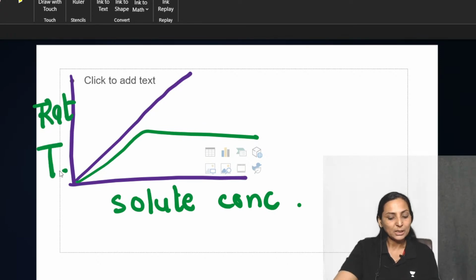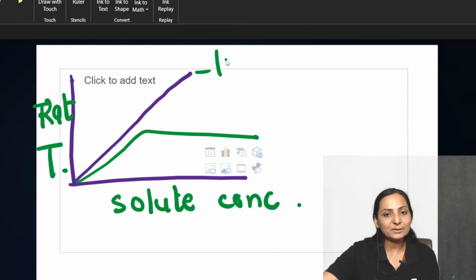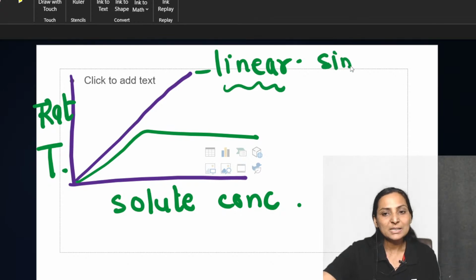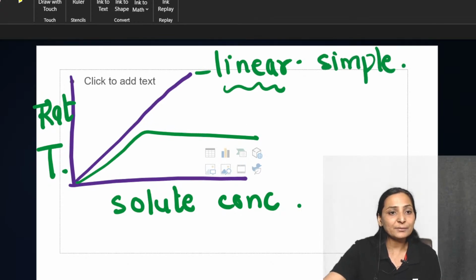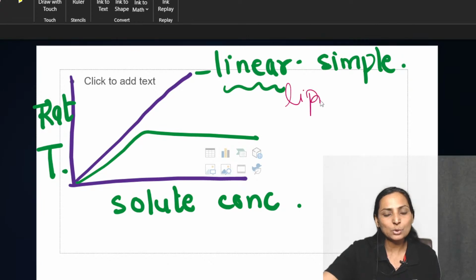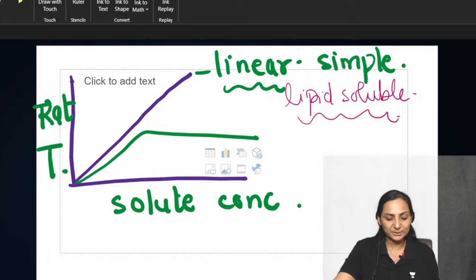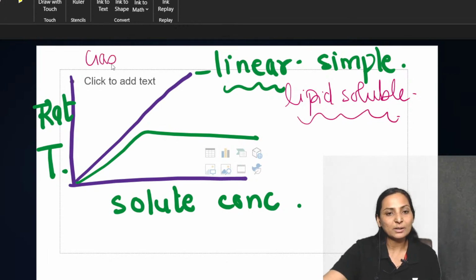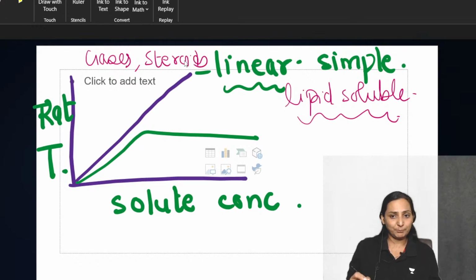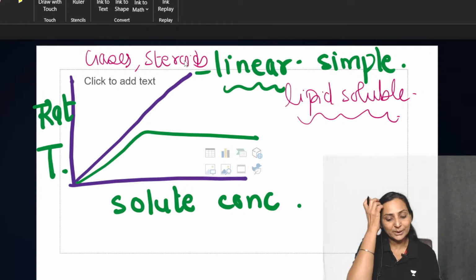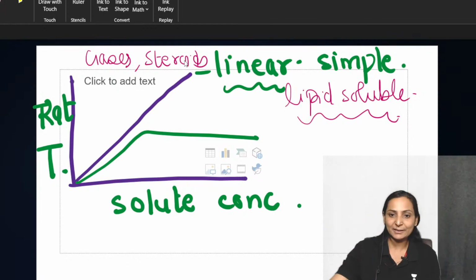Rate of transport. So here you should see that whenever there is a linear correlation, it is going to be simple diffusion. And remember that simple diffusion is only and only with lipid soluble substances. So it could be gases, it could be steroids, and this property is very, very important. I'll give you another related question so that you will become very clear.